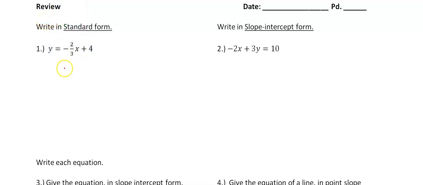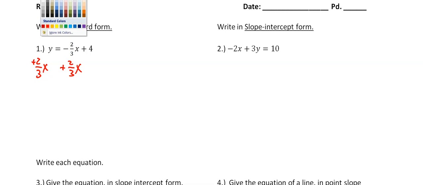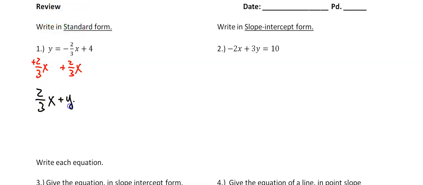Okay. So to move the x, anytime we want to move something, we use addition or subtraction to move it to the other side. Since this is a negative, I'm going to add that 2/3 x over. And it gives me this. And now the other stipulations with standard form is I can't have any fractions and I can't start with a negative. Well, this one doesn't start with a negative, but I do have a fraction.